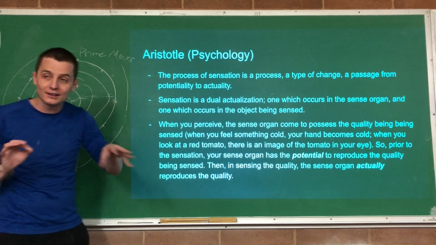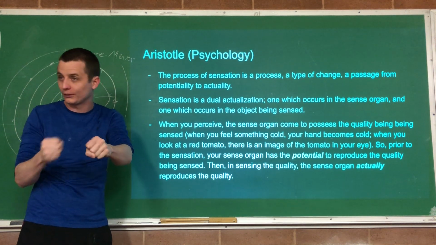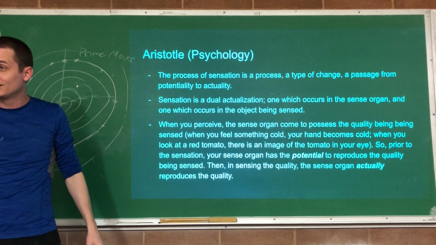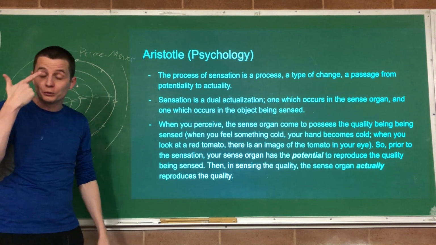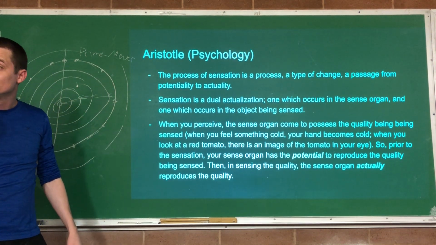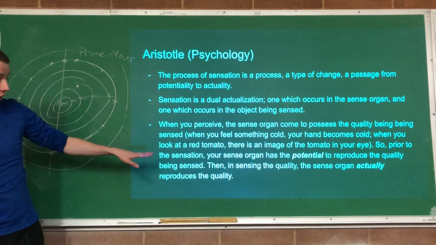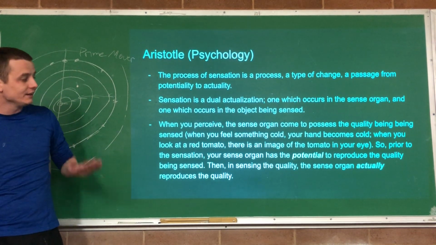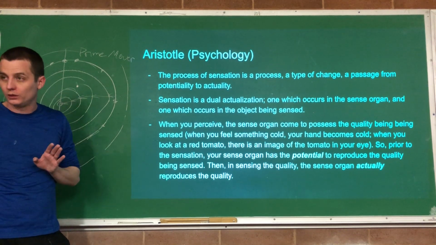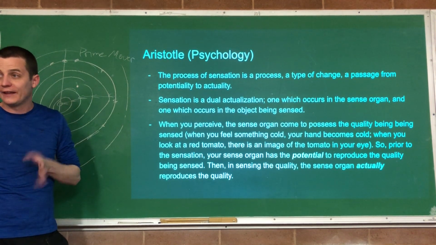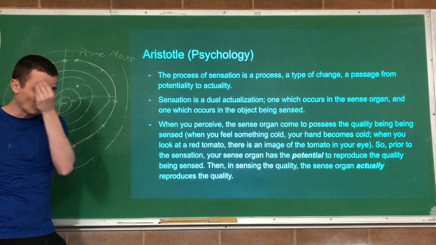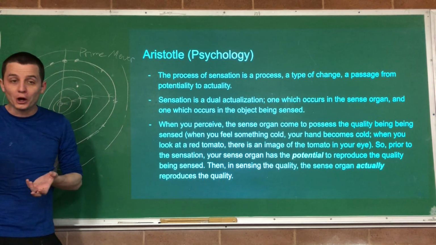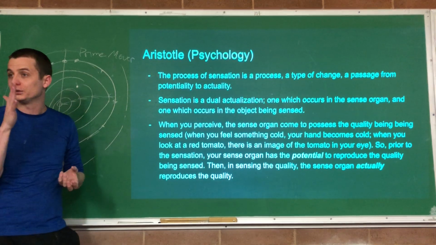Your sensing is somehow taking the quality out there and making it exist again in your sense organ. When you're able to feel something cold, you reproduce cold in your hand. When you see something, you reproduce the image of that thing in your eye. So your sense organ has a potentiality to reproduce the quality being sensed. Then, in sensing the quality, the sense organ actually reproduces the quality. And that's when you know it's being sensed. You know I'm seeing the red tomato when I actually have the red tomato existing in my eye. You know I'm sensing the coldness of the ice when my hand is actually cold.